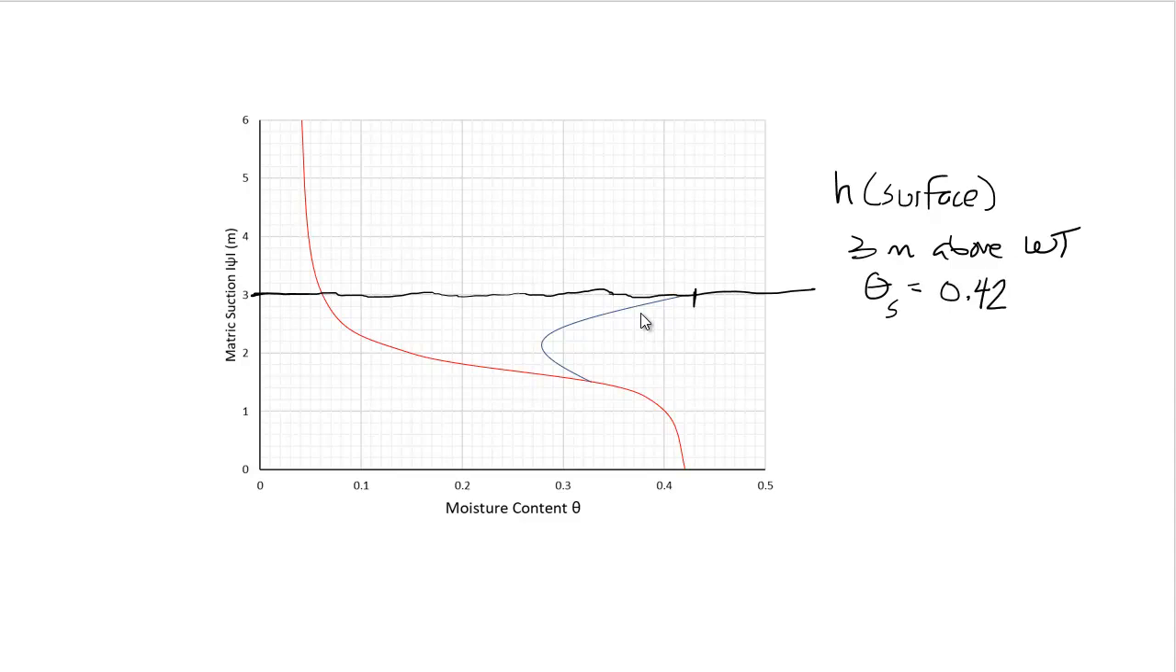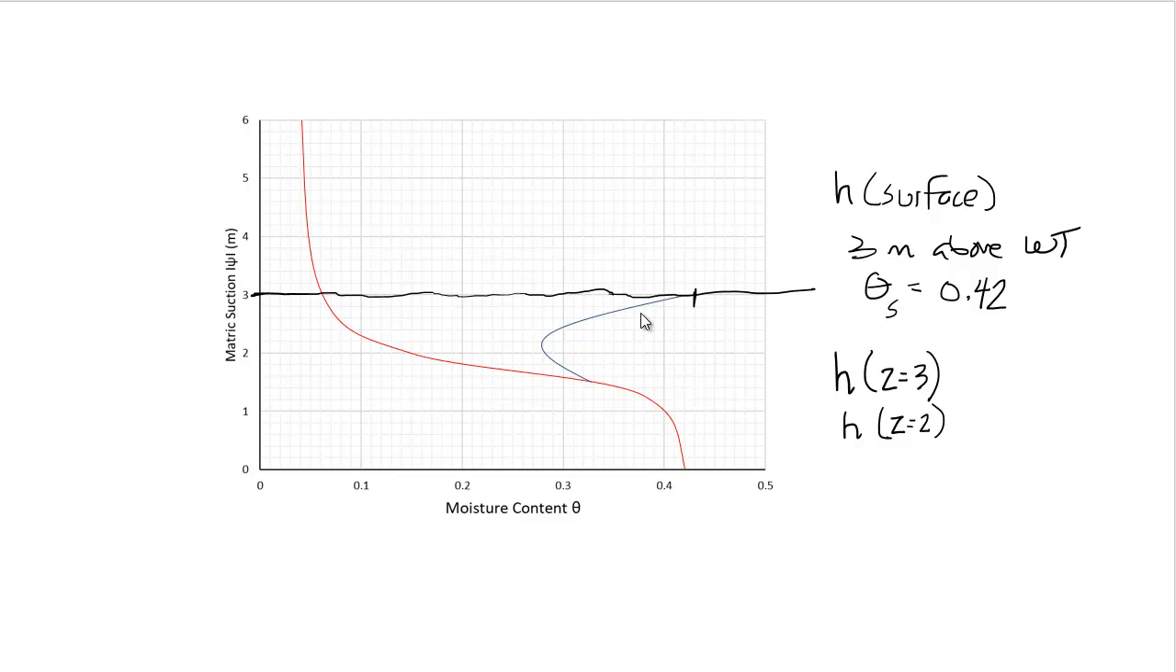But we want to know the head at the surface, right? So what is that? Let's determine the head at Z equals 3. Z, remember, is the elevation above the water table. So 3 meters above the water table, which is the surface. And let's do it at 2 meters above the water table, which is a meter beneath the surface. Let's figure out what the head is.